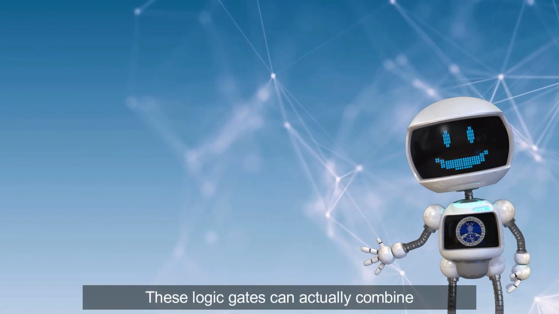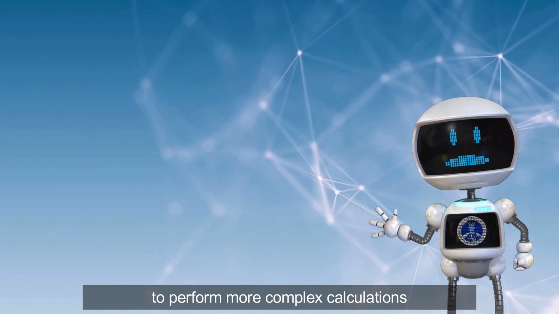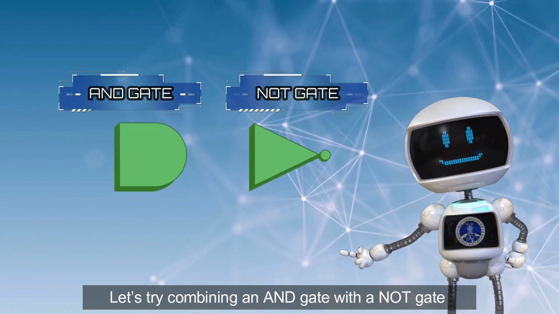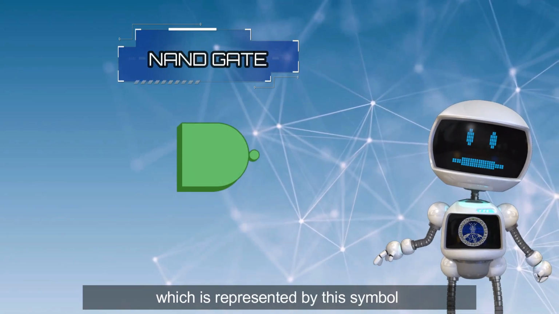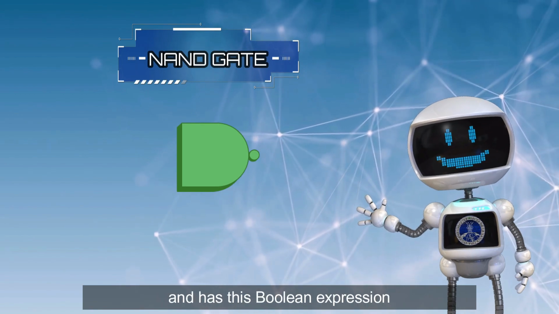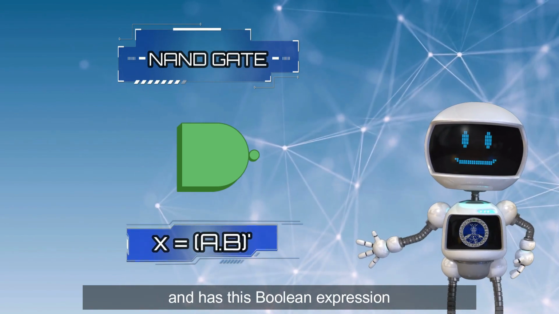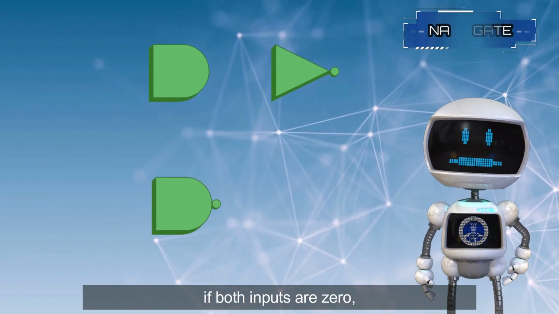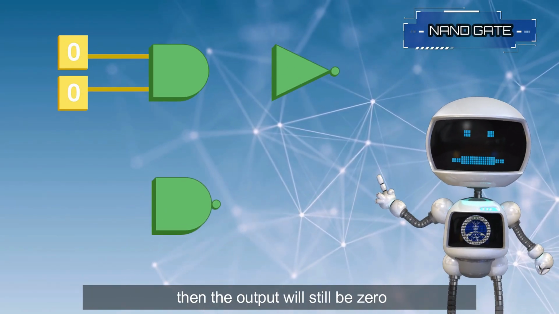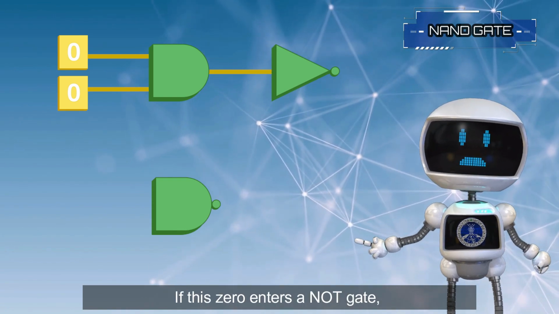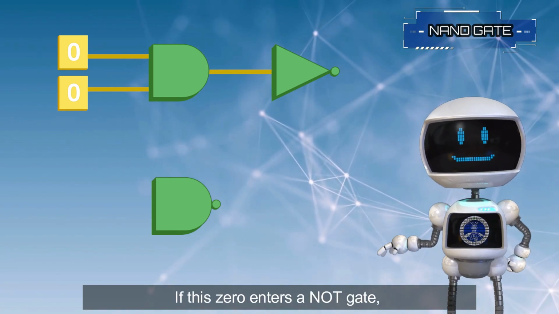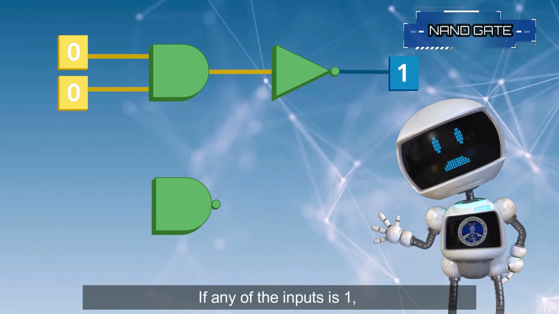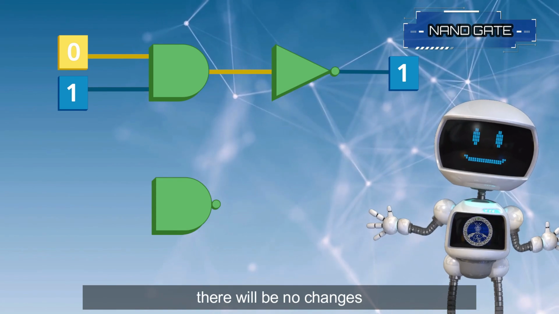These logic gates can actually combine to perform more complex calculations. Let's try combining an AND gate with a NOT gate, which will give us a NAND gate, which is represented by this symbol and has this Boolean expression. So as we know, for an AND gate, if both inputs are 0, then the output will still be 0. If this 0 enters a NOT gate, then it will be turned to a 1. If any of the inputs is 1, there will be no changes.